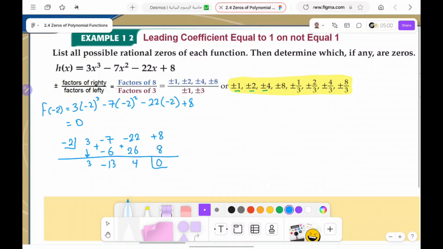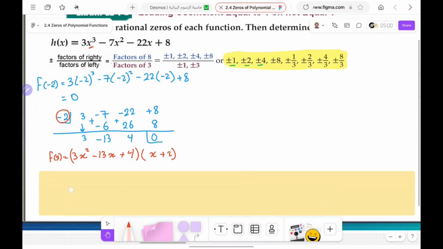So now after I get the answer, the polynomial will be f of x equal to 3x squared, because the highest is x cubed, so it will be x squared minus 13x plus 4. Okay, so this is the factor for the first one. The second one here is x. Okay, the divisor is minus 2, so you take the opposite, so plus 2. Okay, so now after I found this one, I can now find the zeros for this.